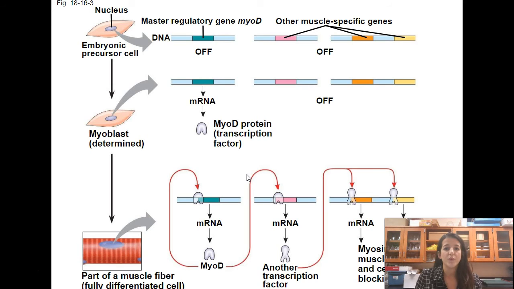Then, once the transcription factor is created, we can turn on all these other genes and differentiate to become our full muscle cell. There are going to be layers of these master regulatory genes, and what's really cool is that these are trackable through evolution. You and I and all other vertebrates have these master regulatory genes, and it allows us to track evolution and see the changes in embryonic development that are occurring.